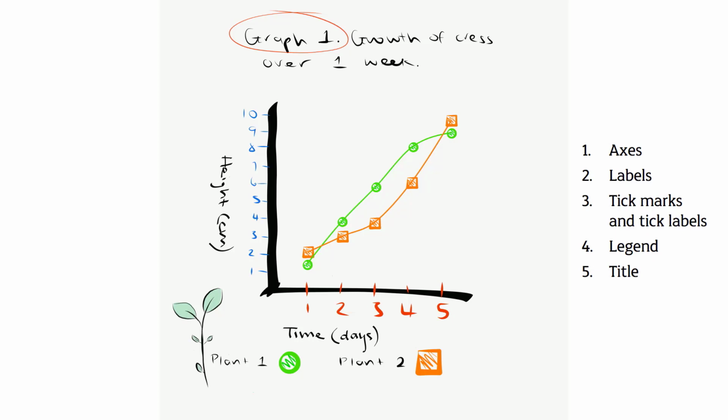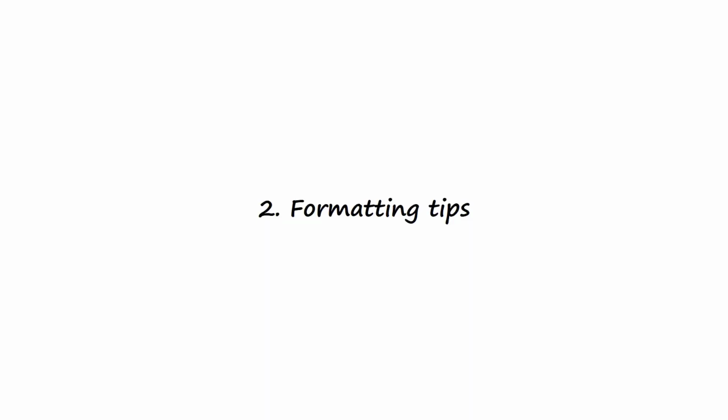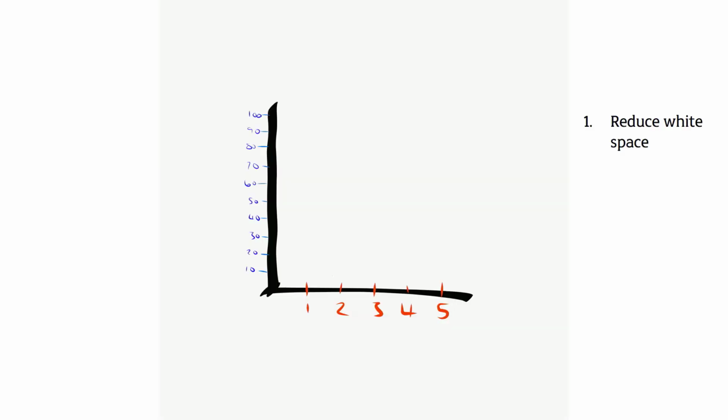Section 2, formatting tips. Tip 1. Make sure you fill your graph space with your data points. This is to make sure your data doesn't clump into one area of the graph, leaving lots of white space. For example, you can start your y-axis at 60 instead of 0.